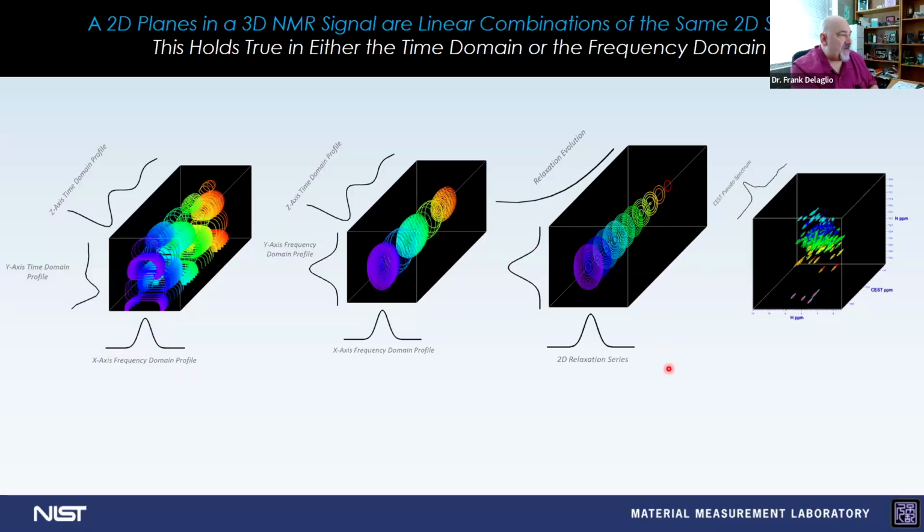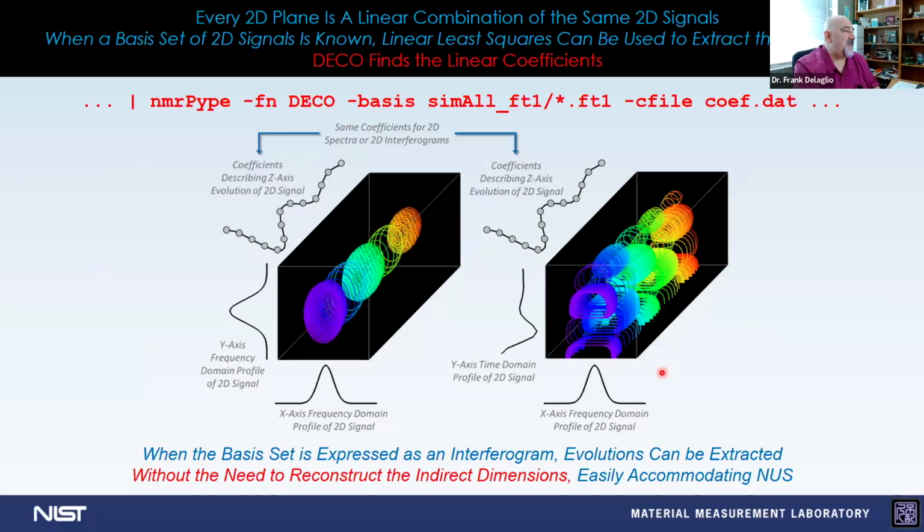And so if we know all of the signals in a 2D plane, say a reference 2D plane or a projection, we can analyze the indirect dimension of the data by linear decomposition, because if we know where all the 2D signals are, we can analyze any given 2D plane to determine the coefficients of the linear combination that describe that plane. And when we pull out these coefficients, they tell us how the signal evolves in the indirect dimension.